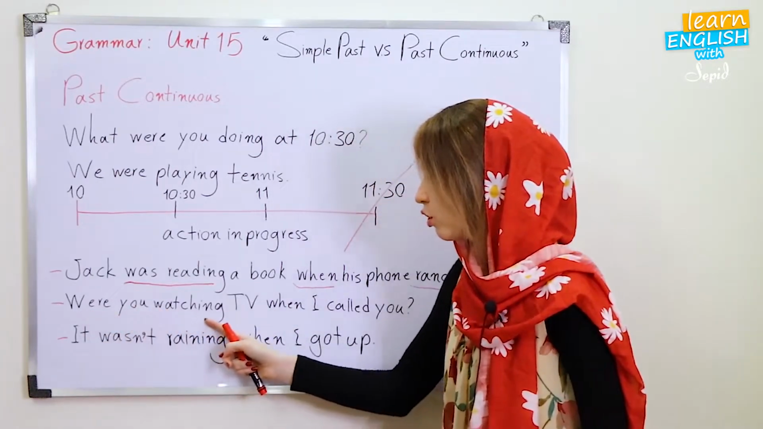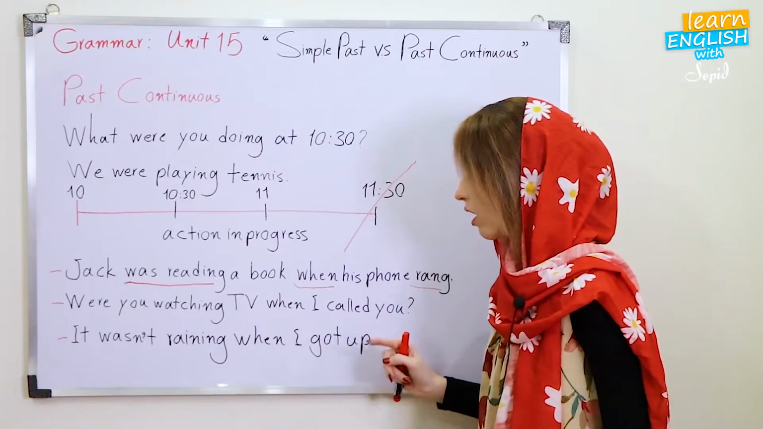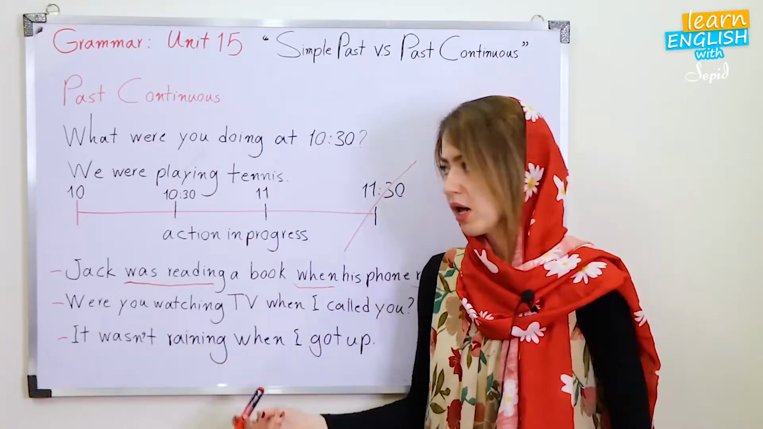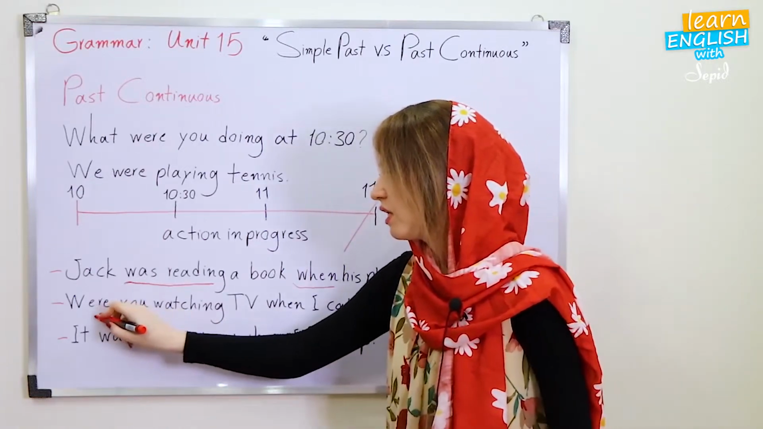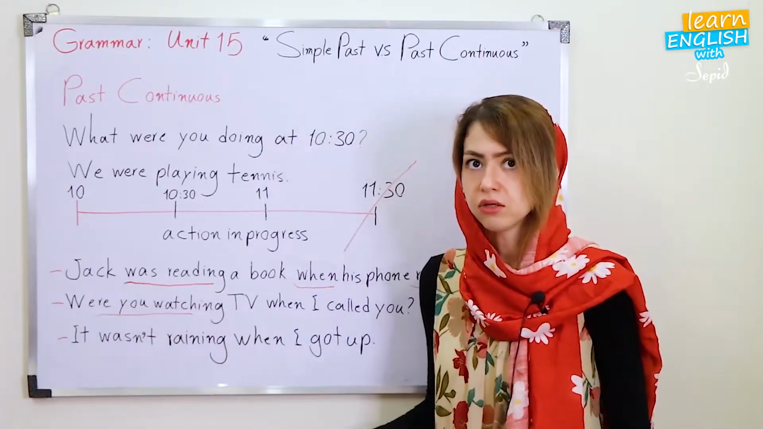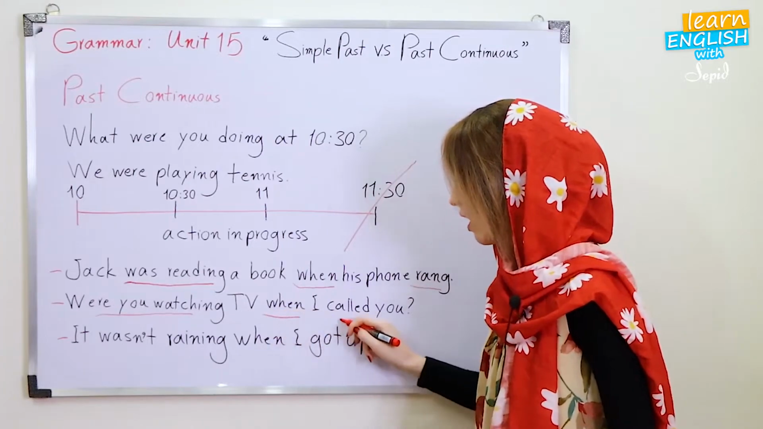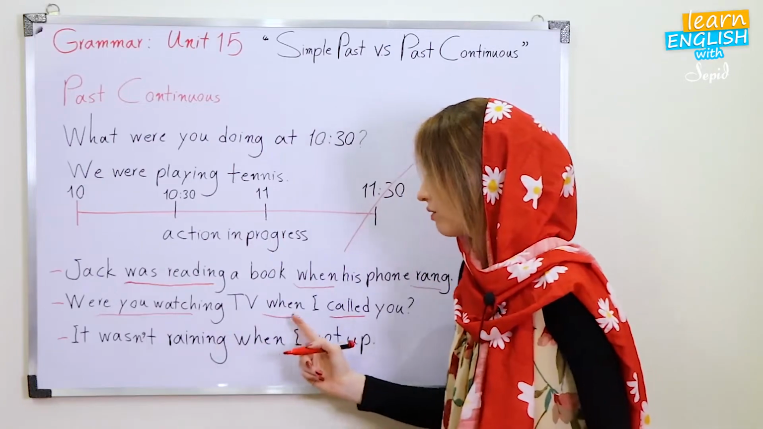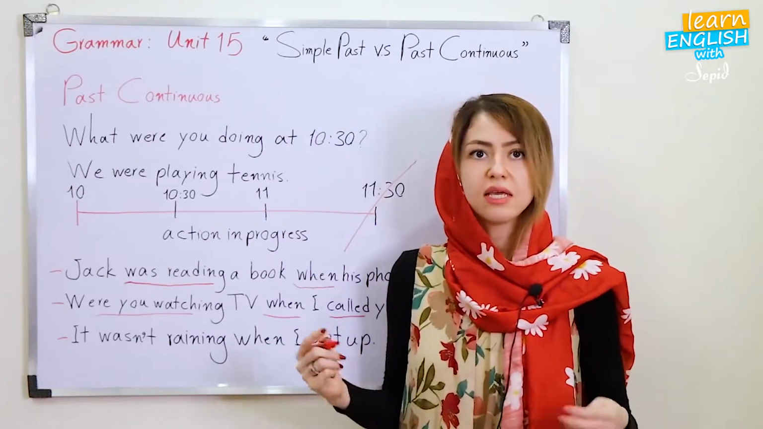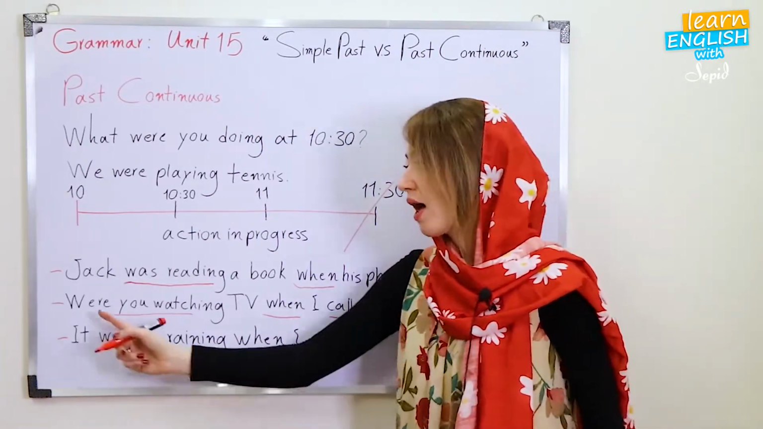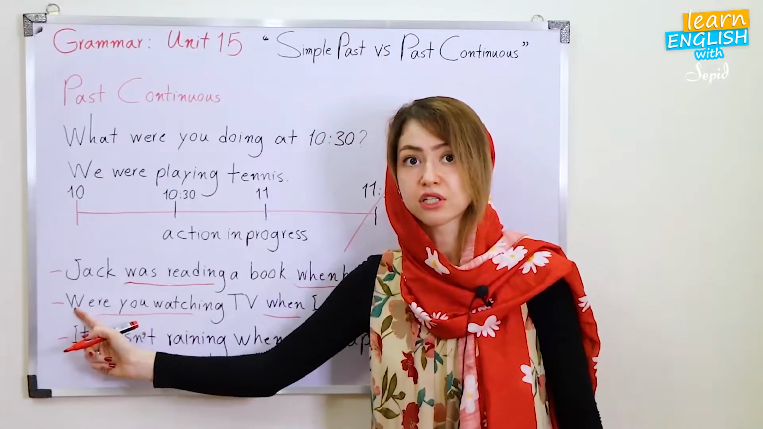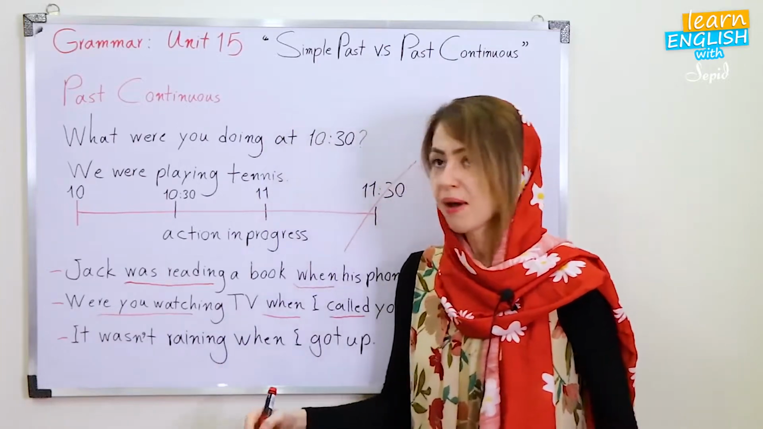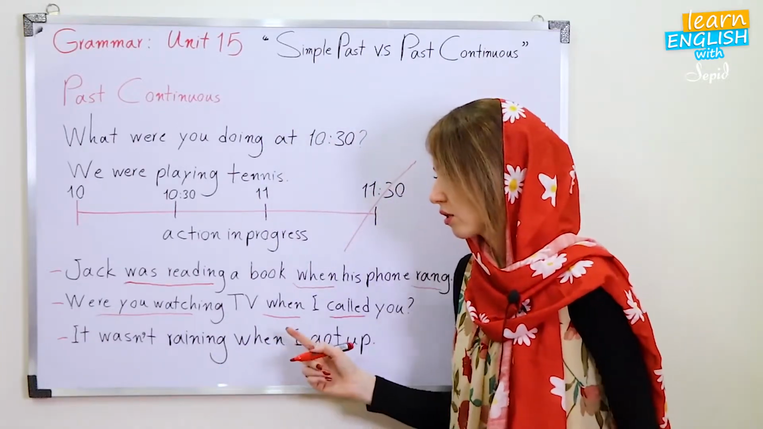And here, were you watching TV when I called you? You can make a question with this formula. Were you watching TV here? Past continuous. And here, when I called you, called is simple past. Were you watching TV when I called you? And I say, yes, I was. Or no, I wasn't. Pay attention to the first part of the question, okay? Here we have the past to be, and we should answer like this.